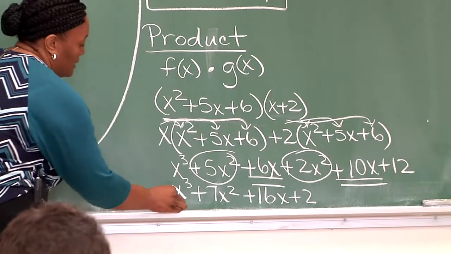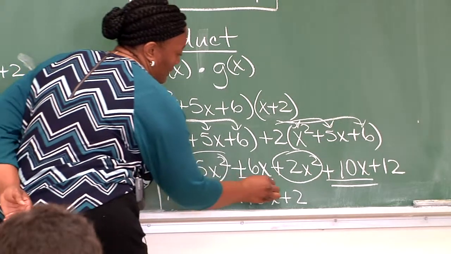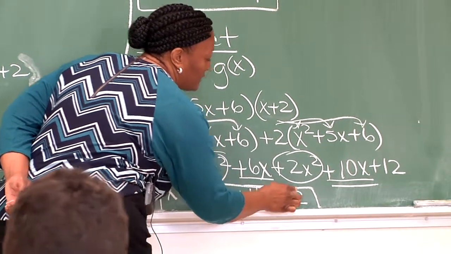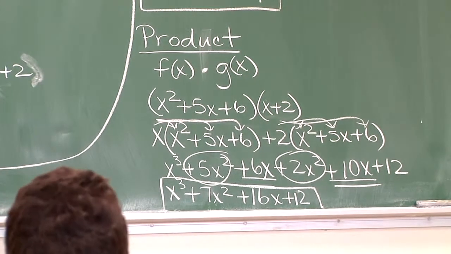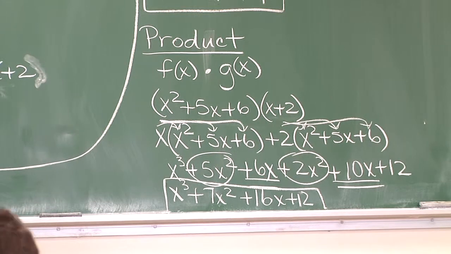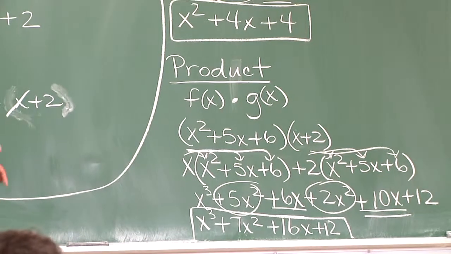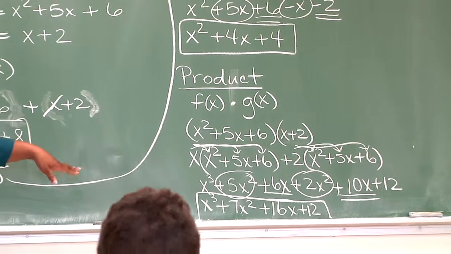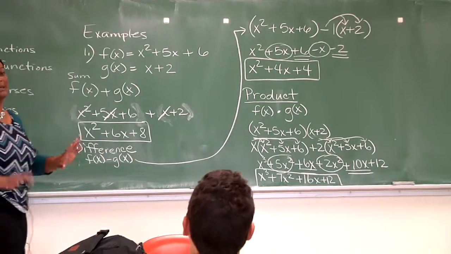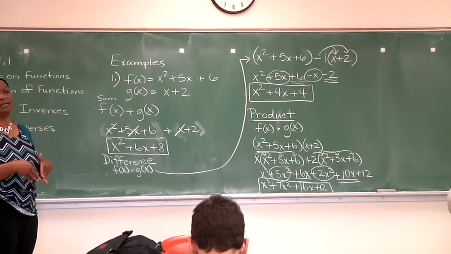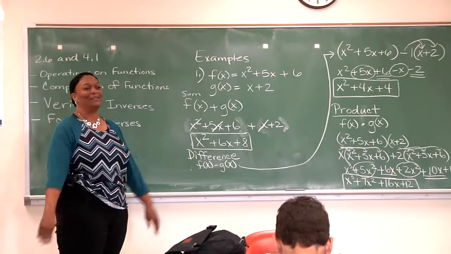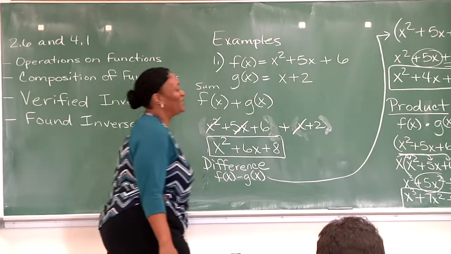I almost ran out of space. I hope you guys can see that. I put 2. I was thinking 2 and saying 12. So it's plus 12, guys. Thank you, Jerry. So x cubed plus 7x squared plus 16x plus 12 is what you're going to get right there when you find the product. Does everyone understand that? Do you understand how I multiplied right there? Any questions so far? All right.